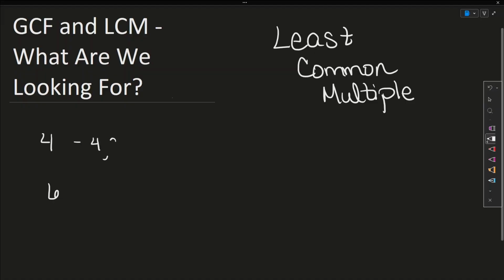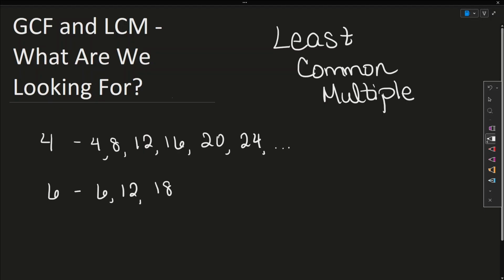Multiples of 4 are 4, 8, 12, 16, 20, 24, etc. 6 has 6, 12, 18, 24, etc. For least common multiple, we want the smallest number that they share. We can see 12 is there for both of them. So the least common multiple of 4 and 6 is 12.